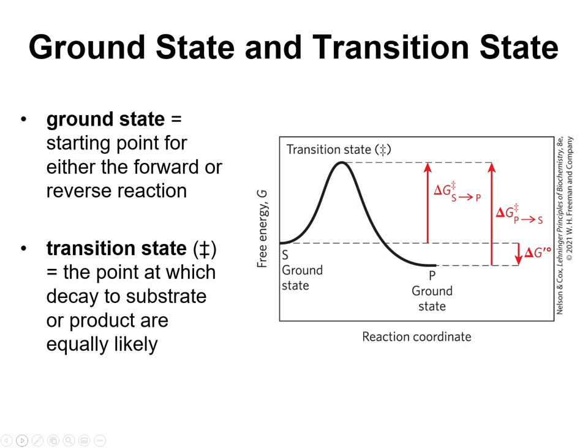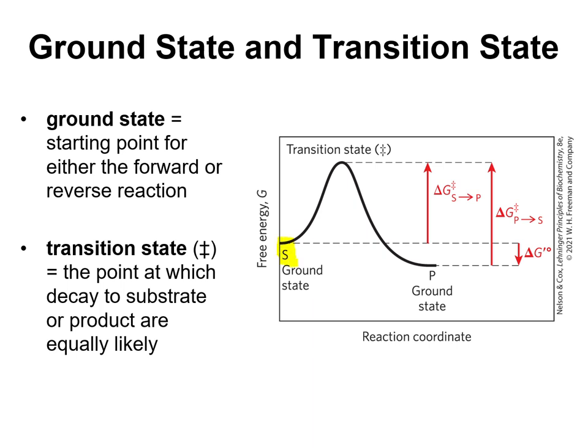Now we're going to get into how they do this. We're going to introduce some more terminology, and you may remember this from Gen Chem perhaps, when you're talking about ground state and transition state, perhaps even in organic when you're talking about different mechanisms. So we're going to start with talking about ground state and transition state. So the ground state is where you're starting for the forward or reverse reaction, but it's where you're starting from.